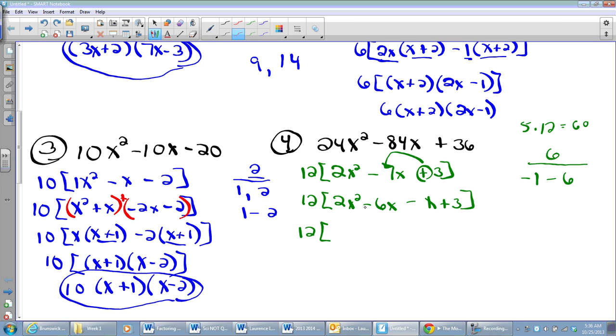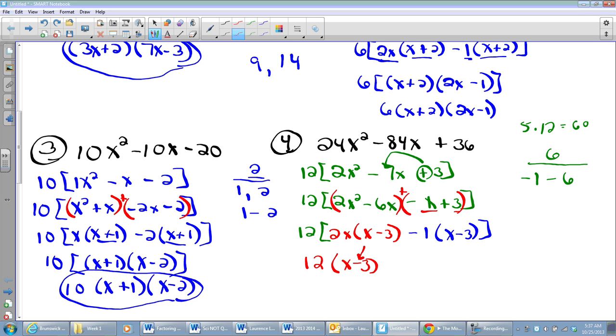Time to group. Got to stick that plus sign in there. Okay, it looks like a 2x is my GCF of that first quantity. Be left with x minus 3. Now, I don't see a GCF here, but I've got a negative x plus a 3, and I need an x minus a 3. So therefore, I will pull out a negative 1. When I pull that negative 1 out, I'll get x minus 3. All right, I'm going to have a 12, and then I'm going to have the quantity of x minus 3 right there. And I'll be left with the 2x minus the 1. There you go.